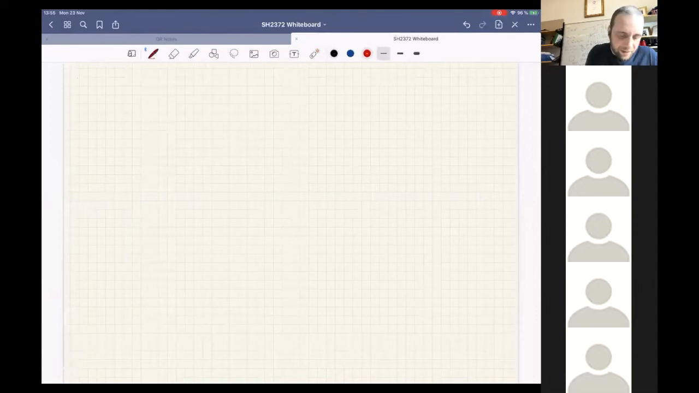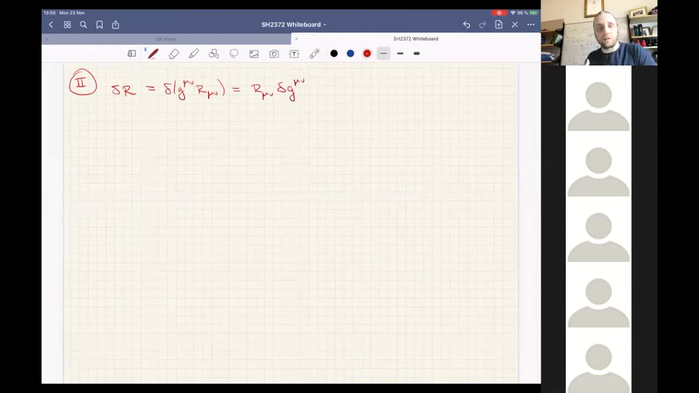So there remains the second term, where we had the variation of the Ricci scalar. If we just insert what the Ricci scalar is, it's the variation of G^mu nu R_mu nu, which we're going to be able to write as R_mu nu delta G^mu nu, which is already in the correct form, expressed in terms of the variation of the components of the inverse metric, plus G^mu nu, and then the variation of the components of the Ricci tensor.